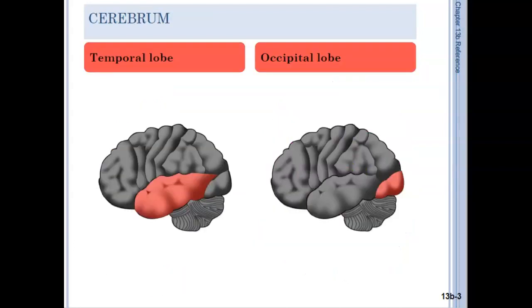So we're going to start with the cerebrum. The cerebrum is the main part of your brain. It's going to make up the most mass in your brain. And the cerebrum is divided into lobes, each lobe with a very specific function or a job or controls a certain thing in your nervous system. So we'll start with the temporal lobe.